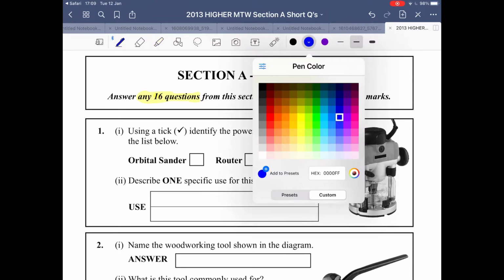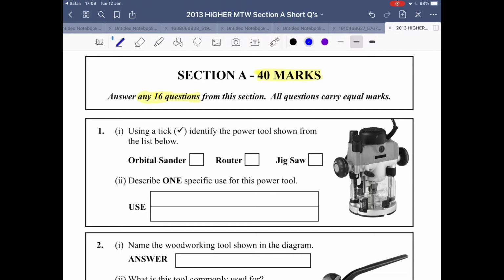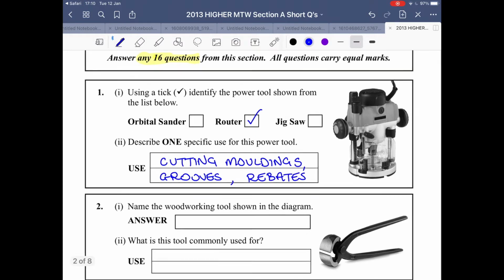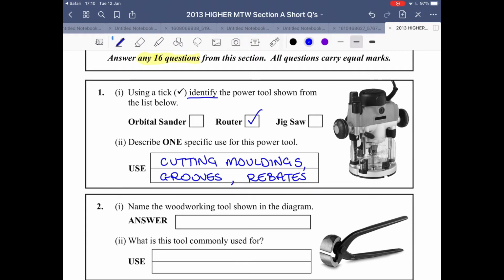Now, the router you won't have seen too often in the class, however, it is a tool that is used for putting mouldings on timber. From those that are in tech graphics, you'd use it to put a fillet, which is a curve on the corner of a piece of wood. You can use it for putting chamfers and other even fancier mouldings than that as well. So it's for cutting mouldings, grooves and rebates. A rebate, you know what that is from a joint.